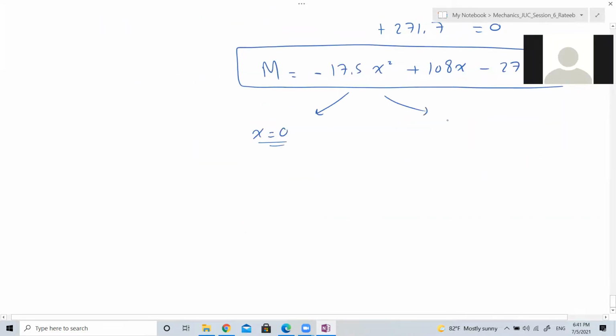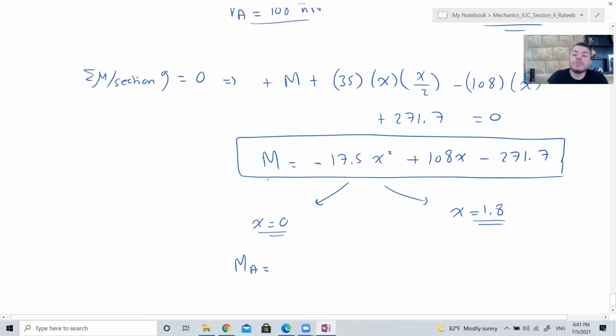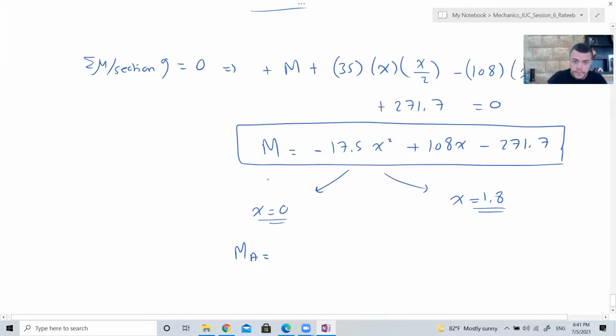Again, at x equals 0, you get the moment at A, which is minus 271.7. And at x equals 1.8, you get the moment at B, which is minus 134. Is it correct? Is it clear for now? Yes, doctor.